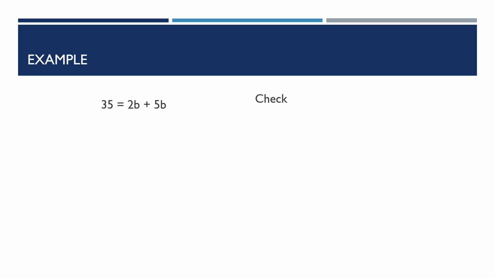In this equation, on the same side, I have the 2b and the 5b, so I'm going to add, and I'm going to get 35 equals 7b. And now I'm going to undo this multiplication by dividing. So b equals 5.